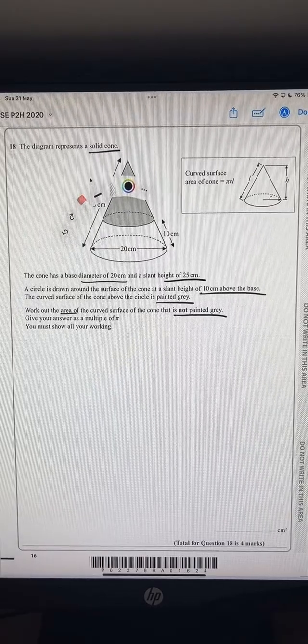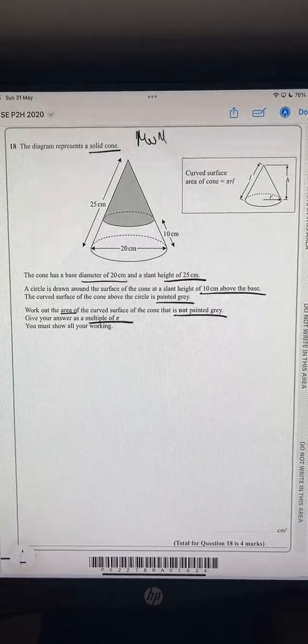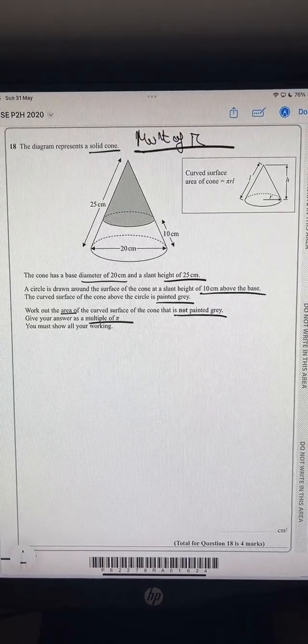Okay, cool. Give your answer as a multiple of pi. So I'm going to write up here, multiple of pi, so I know that's what my answer is meant to be. You must show all your working.